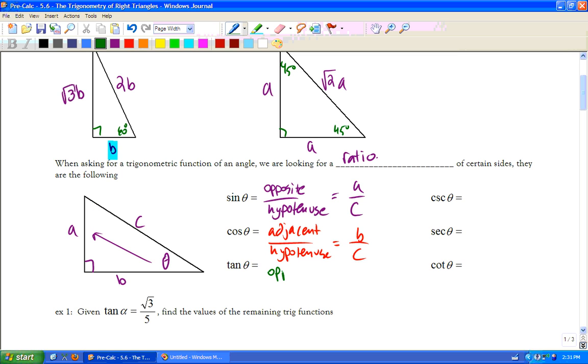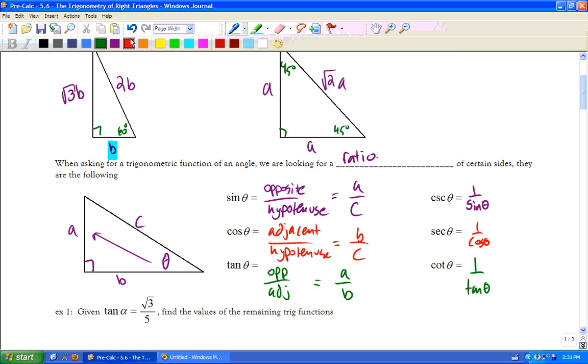Tangent is opposite over adjacent. In that case, for theta, opposite is A and adjacent is B. Now, cosecant, secant, and cotangent are the reciprocals of these other ones. Cosecant is 1 over the sine of theta. Secant would be 1 over the cosine of theta. And cotangent would be 1 over the tangent of theta.